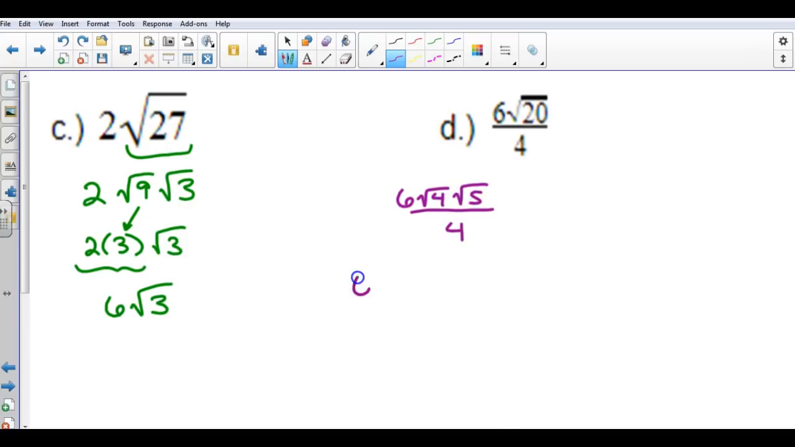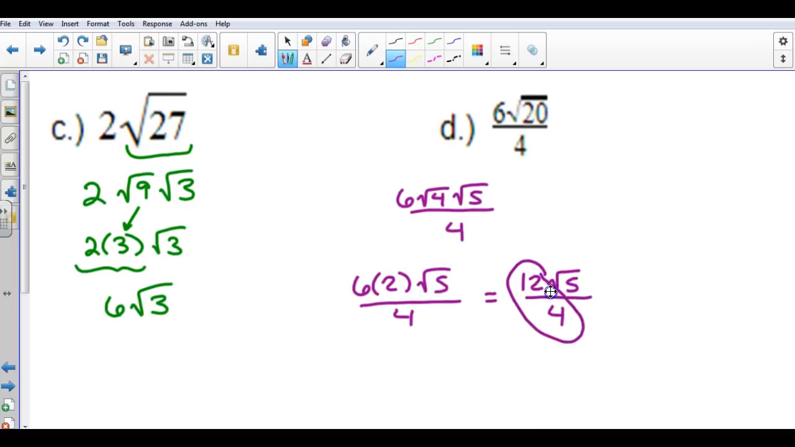So my next step of work is to take the square root of 4, which is 2, and bring down the rest of the problem. So nothing there. And then I'm going to multiply the 6 and the 2 on the outside, and that's going to give me 12. So I have 12 times the square root of 5 over 4, and then I can take this even one step further.